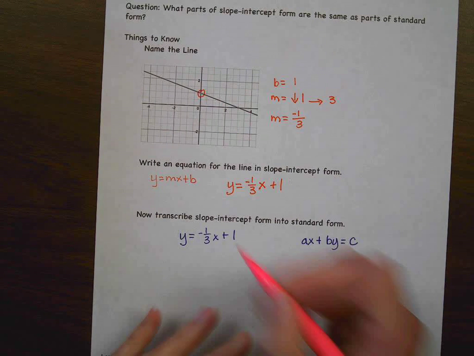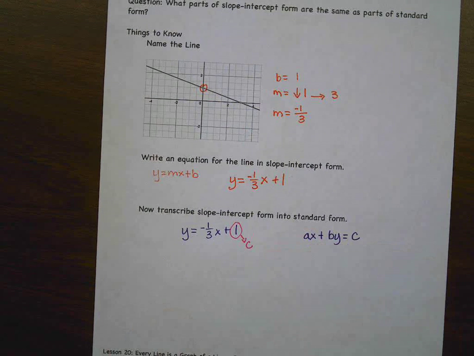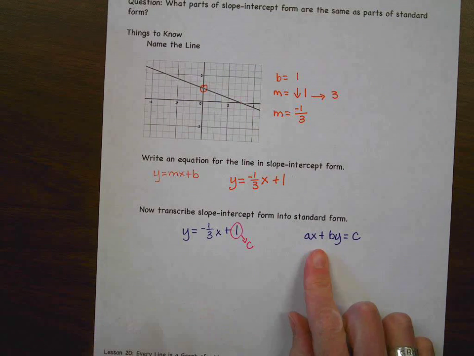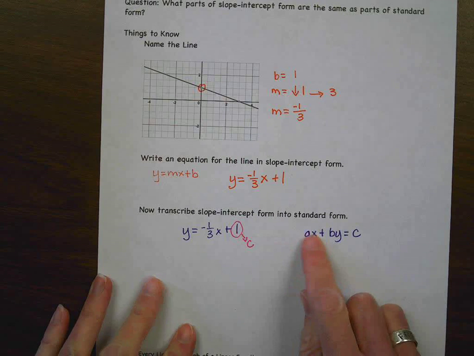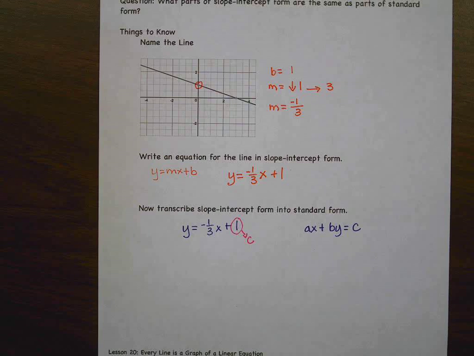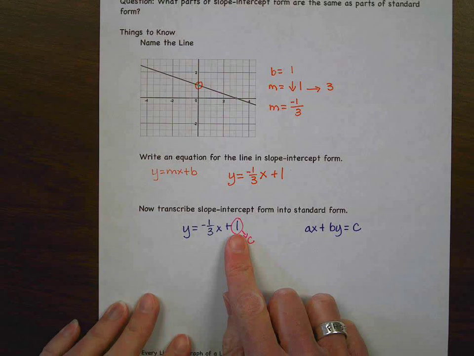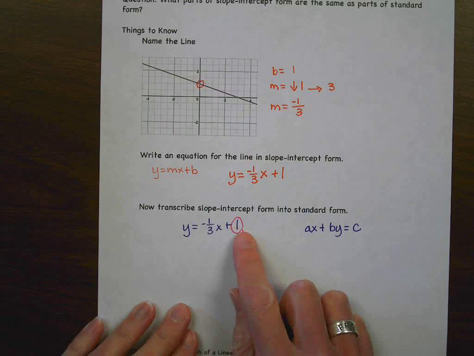So I need to be reminded of that. So this guy right here is my c. Okay? Then if I'm looking at this equation, then I know that this guy right here would be the AX group, and this guy over here would be the BY group. So what I'm trying to do is get the C by itself in order to go to standard form.